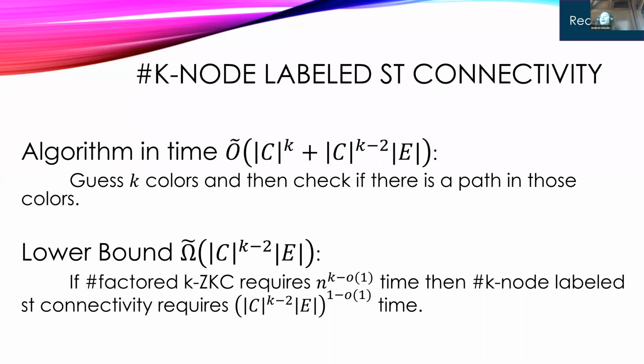And it turns out we have a matching lower bound. If the factored 0K clique problem is as hard as we believe it is, then counting K node labeled ST connectivity requires as much time as we claim it does. This, you know, number of colors to the K minus 1 times edges time, ignoring subpolynomial factors.